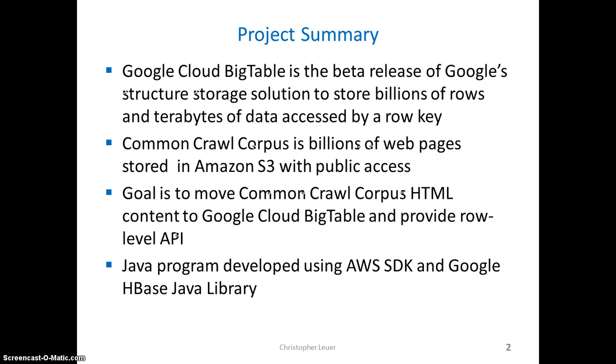It's a structured storage solution that stores billions of rows and terabytes of data, and it's accessed by a row key. My project is to read big data from the Common Crawl corpus, which is billions of web pages stored in Amazon S3 with public access. The goal is to move the HTML content into a Google Cloud Bigtable and then provide an API at the row level to get, delete, or create records.